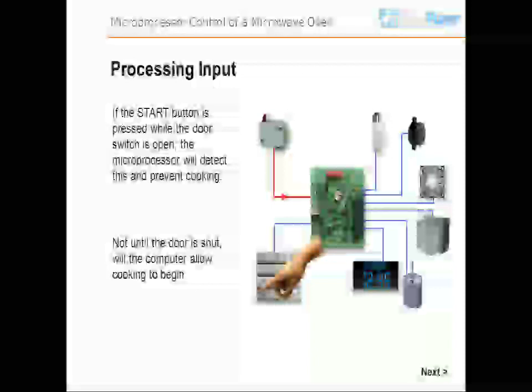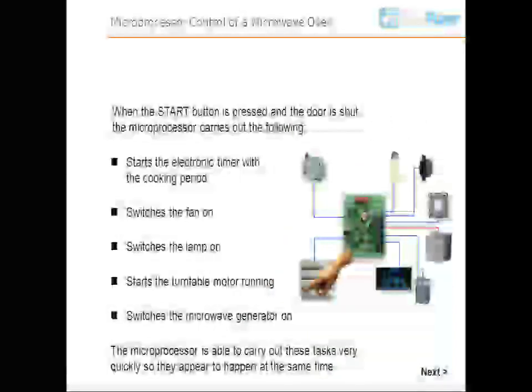When the start button is pressed and the door is shut, the microprocessor carries out the following. Starts the electronic timer with the cooking period. Switches the fan on. Switches the lamp on. Starts the turntable motor running. Switches the microwave generator on. The microprocessor is able to carry out these tasks very quickly, so they appear to happen at the same time.